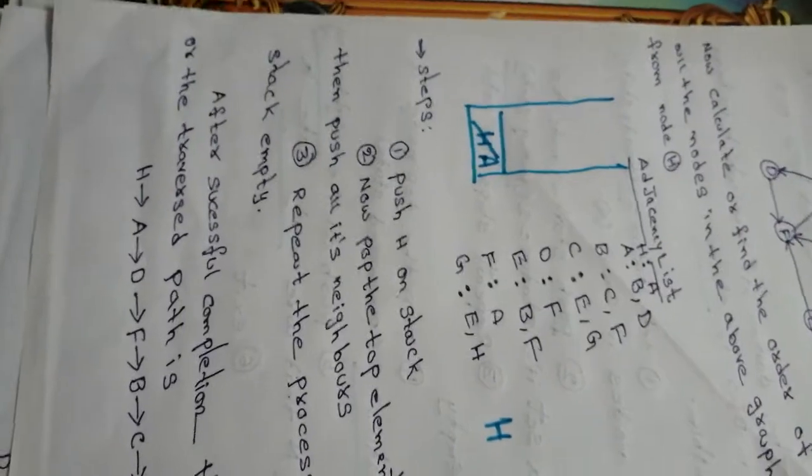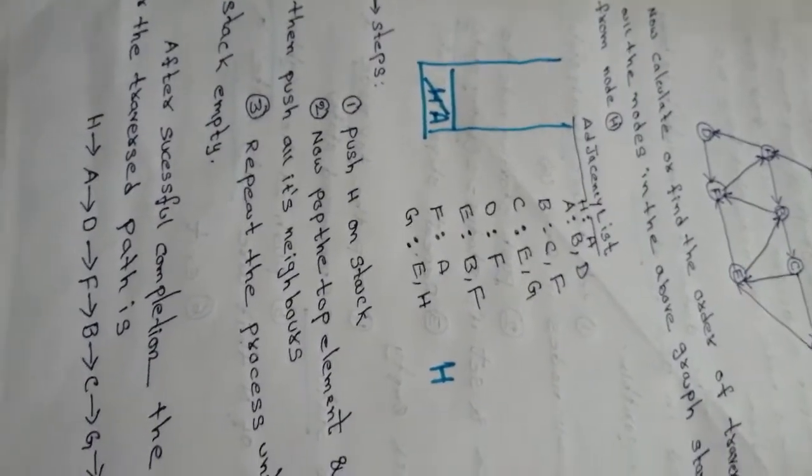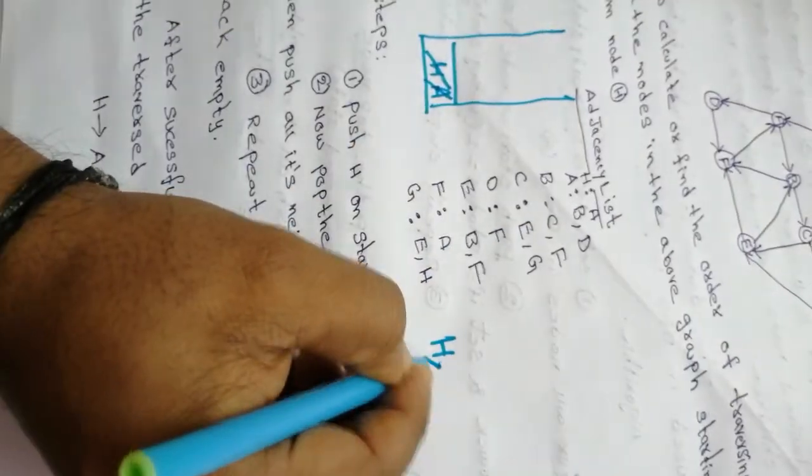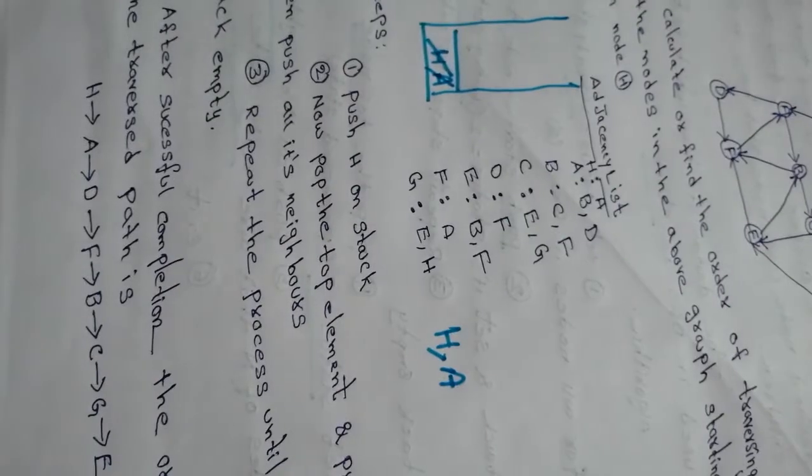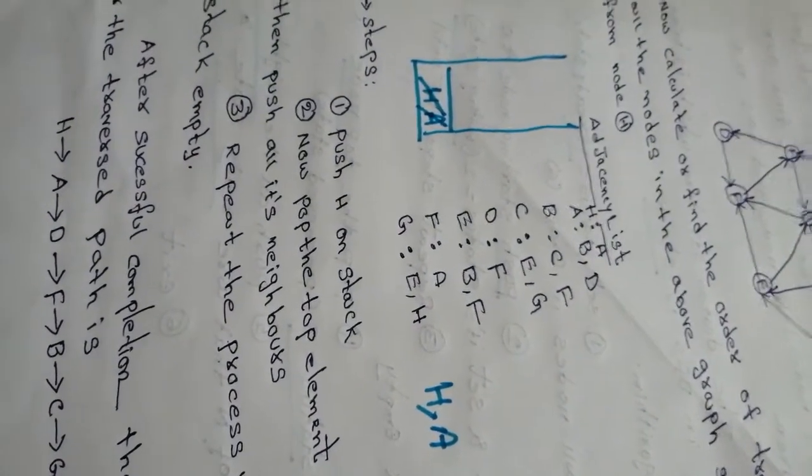Now what I am doing is A is pushed into the stack. It becomes a waiting state. Now I have to pop it from the stack as it is processed. Pop the stack. So A is visited. So pop it from the stack. What are the next adjacency nodes of A?